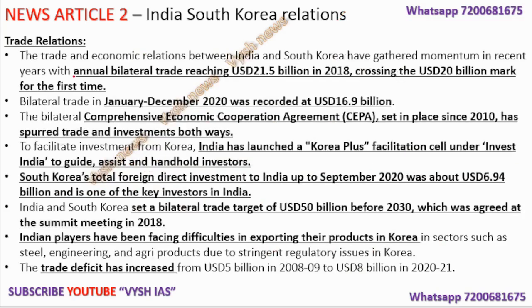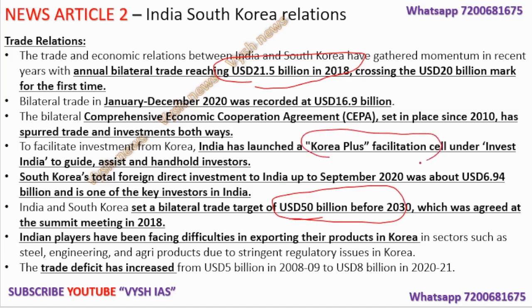Now trade, one of the most important things. Annual trade reached around $21.5 billion in 2018, and they also have a target of USD 50 billion by 2030, which both the countries are targeting. And in India specifically, we made a Korea Plus facilitation cell, just to bring in more and more investment from Korea. That is also a very interesting thing.